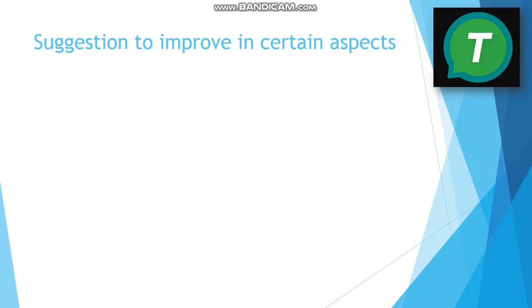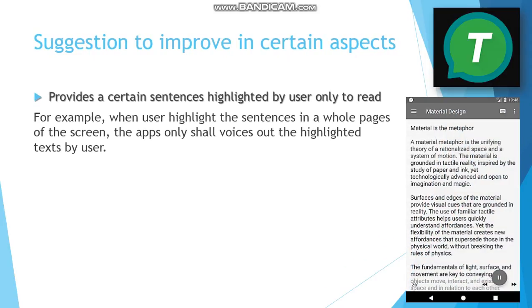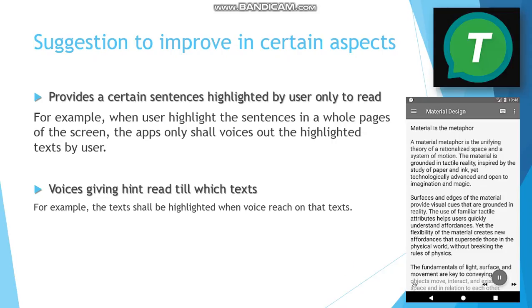So what are the suggestions to improve certain aspects? Provide reading of only the sentences highlighted by the user. For example, when the user highlights sentences in the whole page of the screen, the application shall only voice out the highlighted text. The voice should give a hint of how far it has read. For example, the text shall be highlighted when the voice reaches that text.